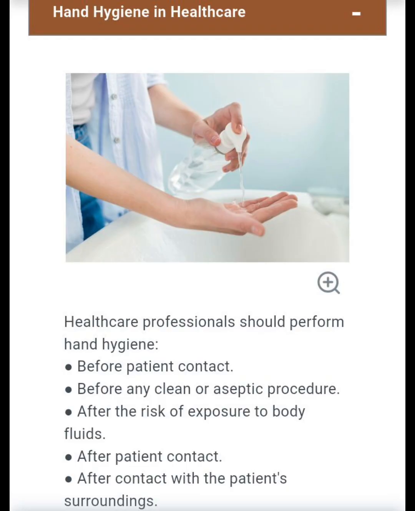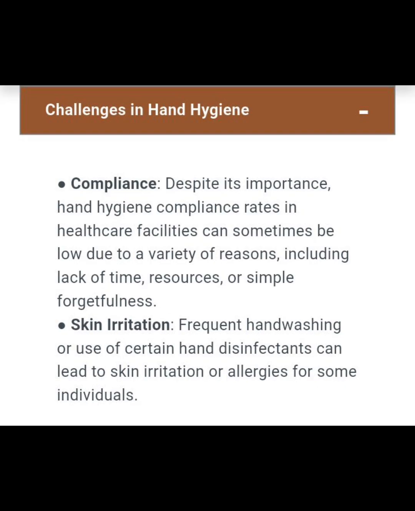Hand hygiene in healthcare. Healthcare professionals should perform hand hygiene 1. Before patient contact. 2. Before any clean or aseptic procedure. 3. After the risk of exposure to body fluids. And finally, after contact with patient surroundings.